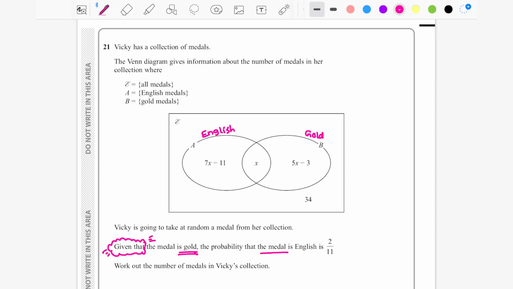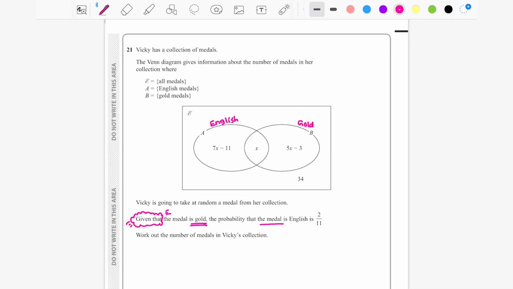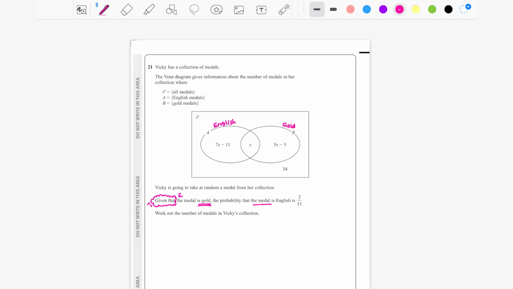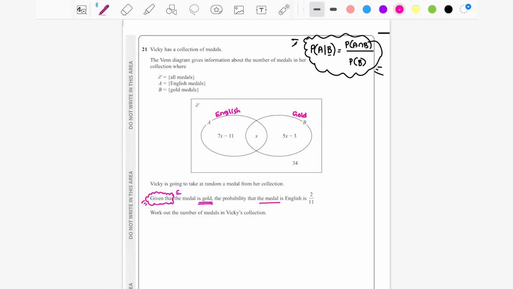So given that the medal is gold, the probability that the medal is English is 2 over 11, okay? If we're talking about given that, we're not looking at the probability of everything. We're looking at the probability of, given that she gets gold, what's the probability she gets English as well, okay? So the formula for it, I'm going to write on the side over here. So just keep that over there. Given that the probability the medal is gold is this whole entire section over here, okay? So it's all out of it being gold, which is x plus 5x minus 3.